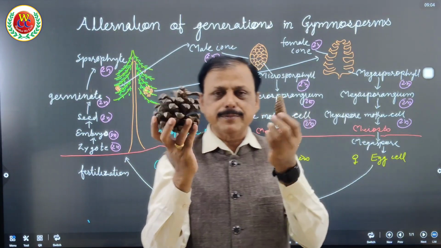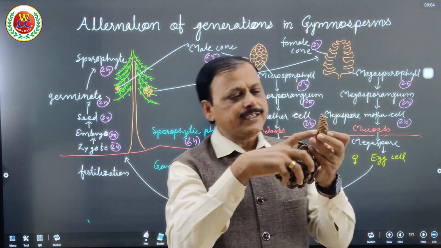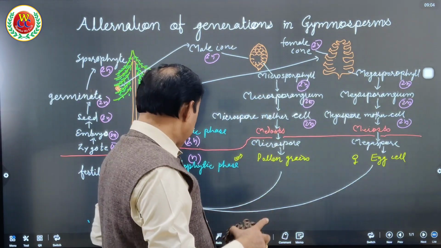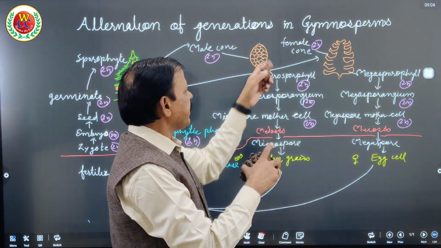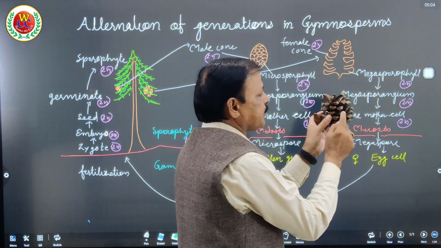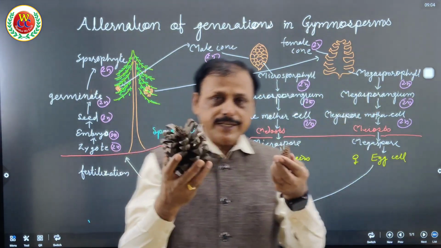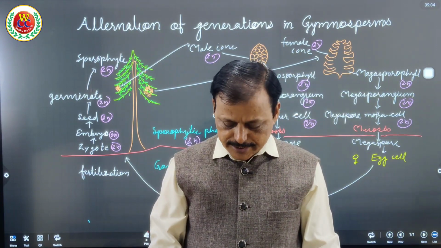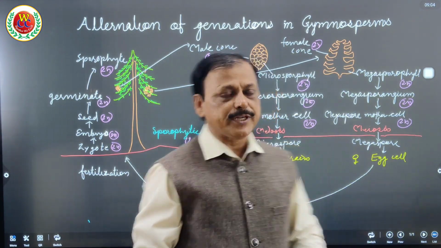This is the original specimen I have, I show you. Here, each one has a part that is a microsporophyll. Each one is a microsporophyll, and here each flap which looks like this is a megasporophyll. Now we have to learn in detail how the male cone and female cone have a role in alternation of generation along with the sporophytic phase.